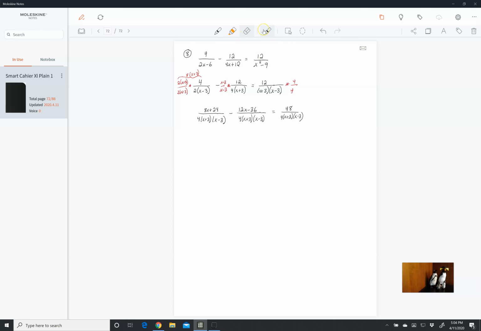So this 8x plus 24 comes from, I'm going to put this in blue just so that you see it, comes from distributing the 8, and the 12x minus 36 comes from distributing the 12. And again, I'm going to put this as one fraction. You can skip this step, I just want to show the distribution of the minus sign. We get 8x plus 24 minus 12x plus 36. This is a step that you could skip, as long as you're really careful and you don't forget to distribute.